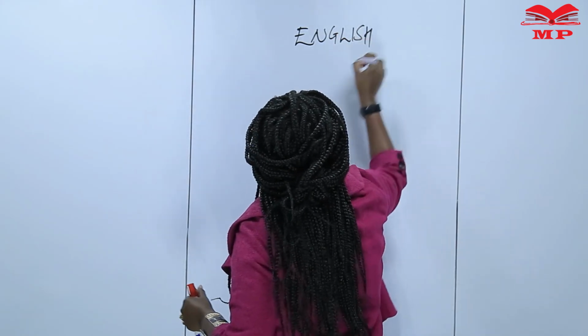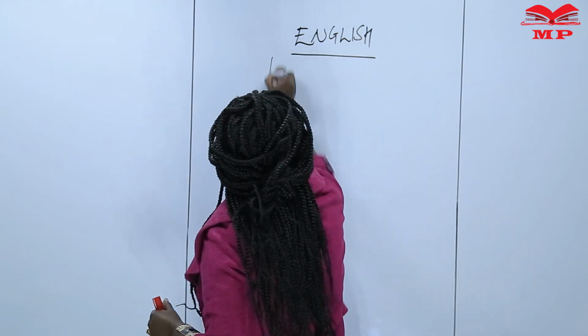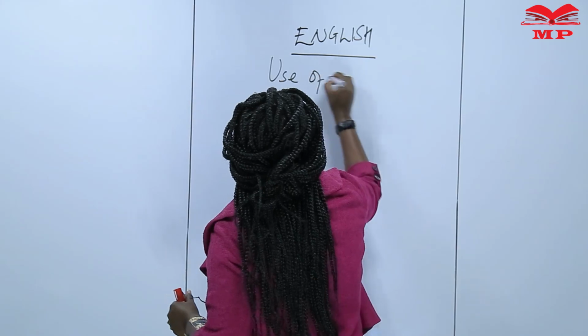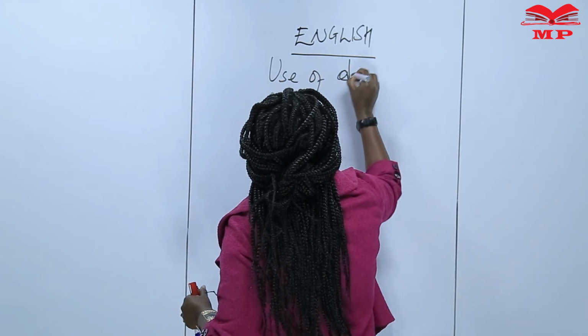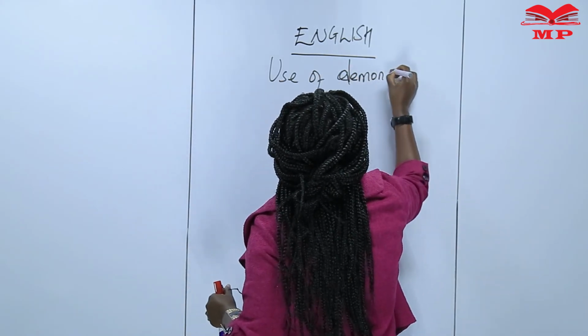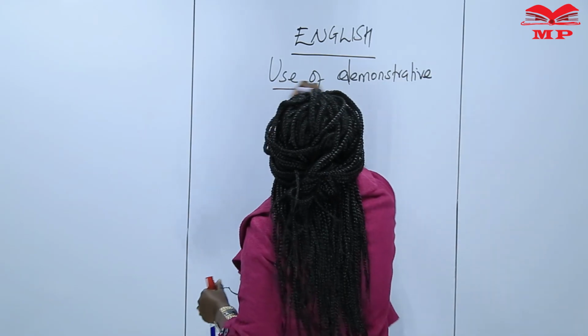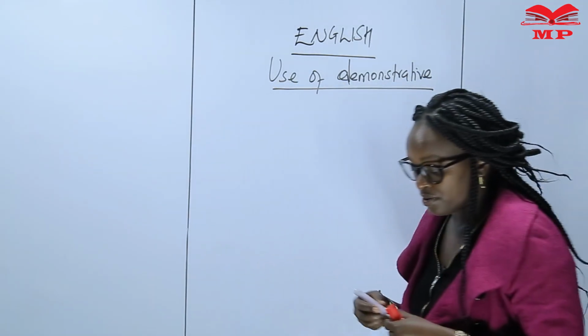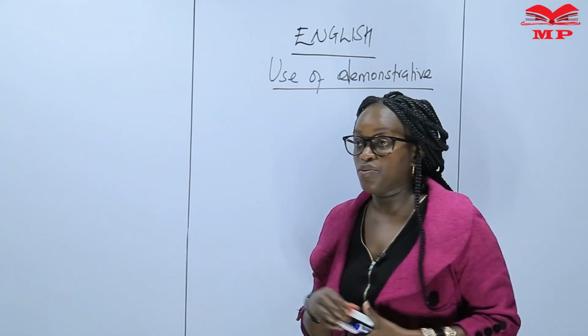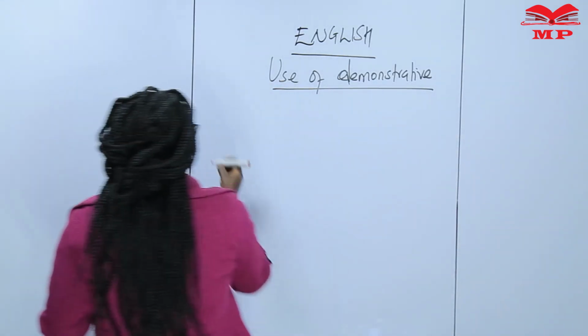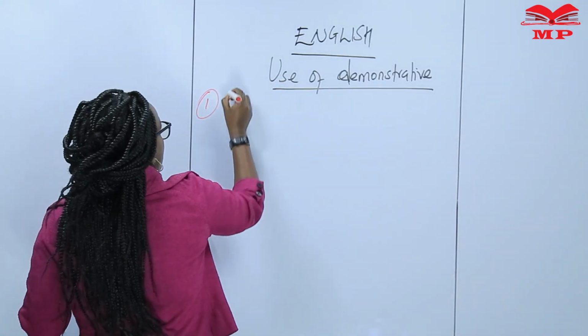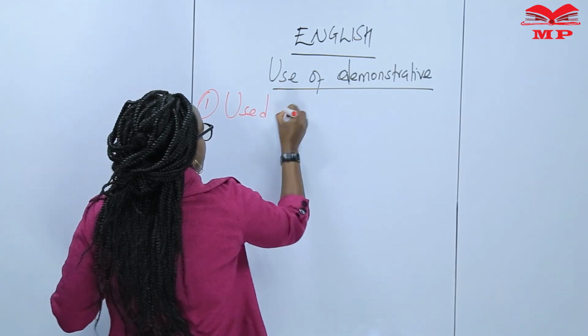So we are able to tell about the use of a demonstrative depending on how it is actually used in a sentence. Demonstratives are used in 2 main ways. I'm going to start on with the first one. Used as pronouns.